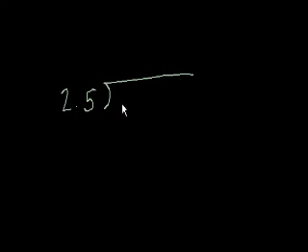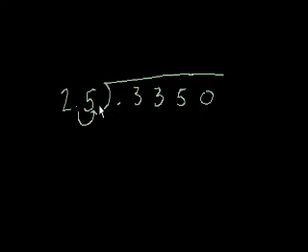I think I have time. YouTube puts a limit on this stuff. So let's say 2.5 goes into 0.3350. How many times? Well, once again, let's move the decimal point over 1 here. So we move the decimal point over 1 here, put the decimal here. So how many times does 25 go into 3? Well, 0. So you can put a 0 here just for fun if you want.